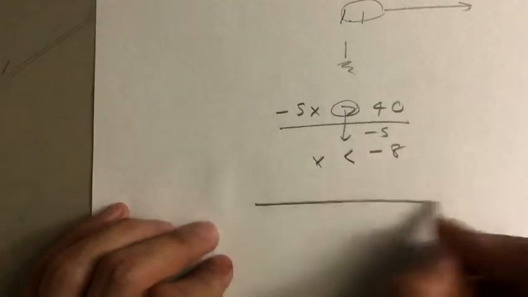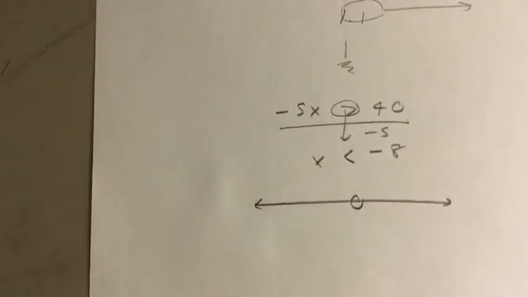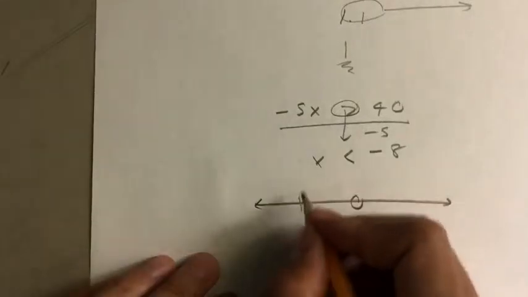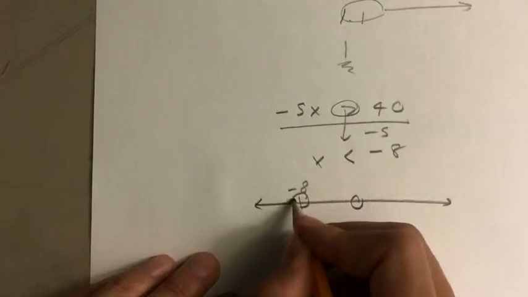So just remember that. And if you graph this, I'll give you a minute to do it. So how would you do this? Well, you have a negative 8 here. It's on the left side because it's negative. And it's less than that, so it's an open circle when it goes to the left.